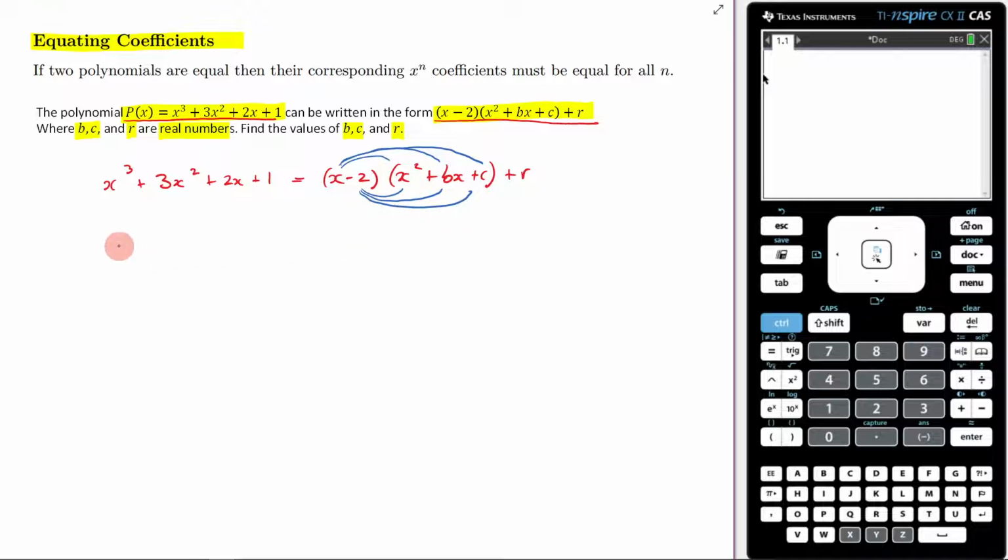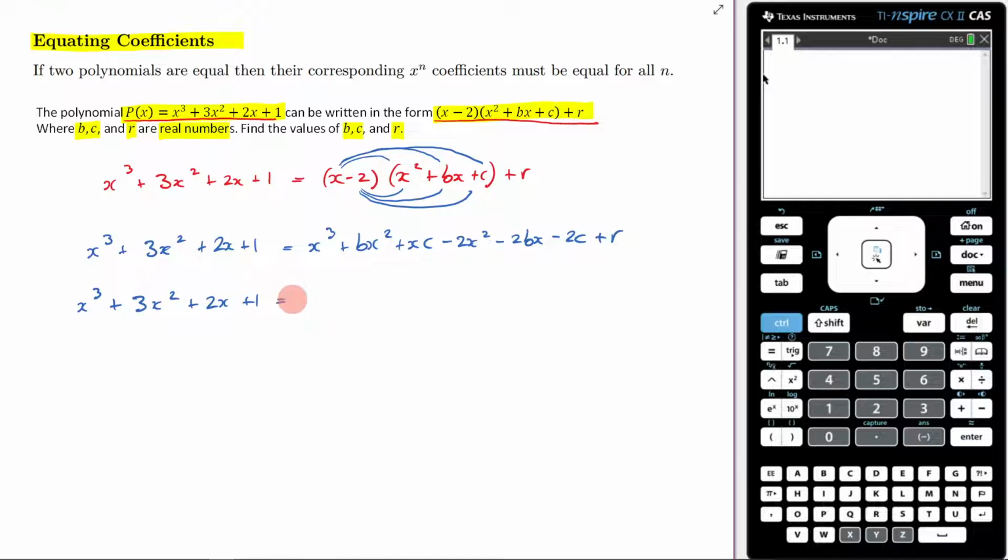So let's go. It's going to be equal to, so I'll rewrite this left-hand side first. So we've got this, that stays the same. And then over here, we're going to get x cubed plus bx squared. X times c is plus xc. Then I'm going to get negative 2x squared, negative 2bx, and then I'm going to get negative 2c plus r. Then the next thing that we're going to do here is, I'm leaving my left-hand side the same.